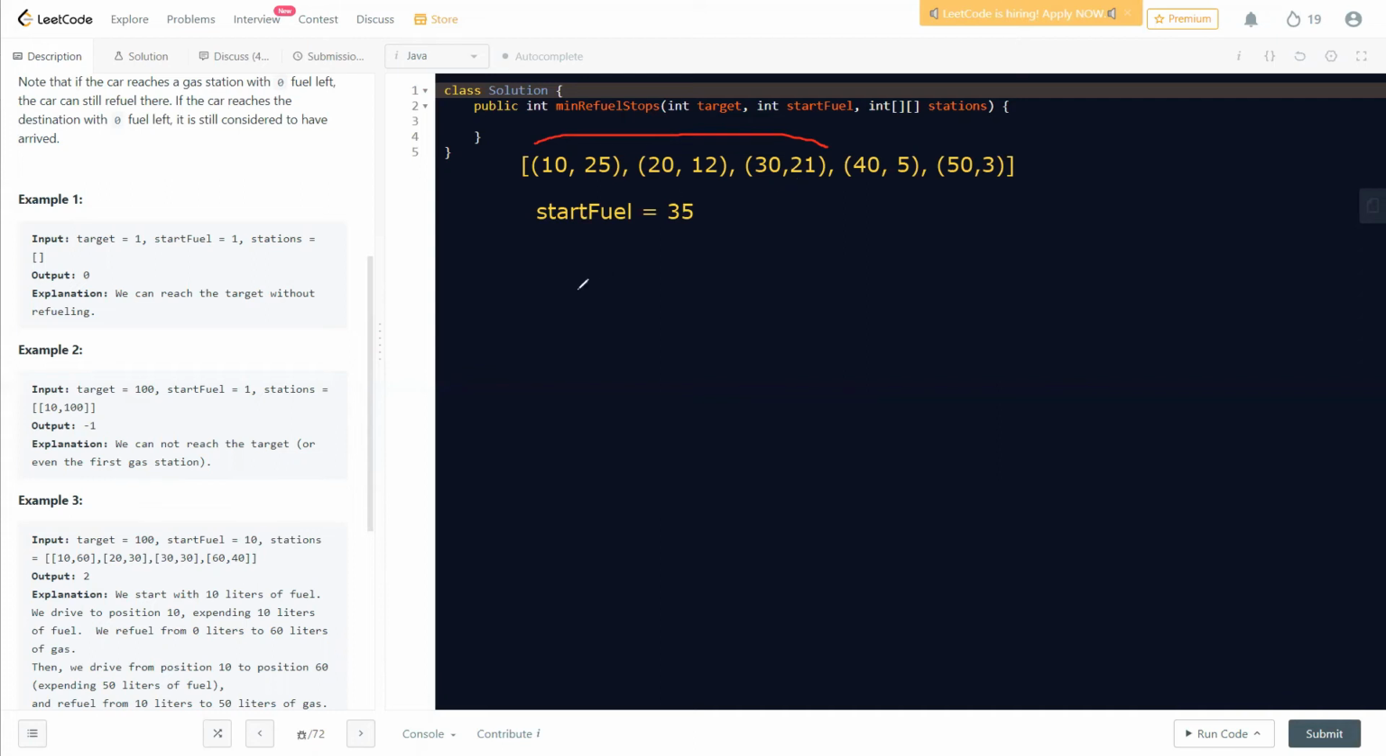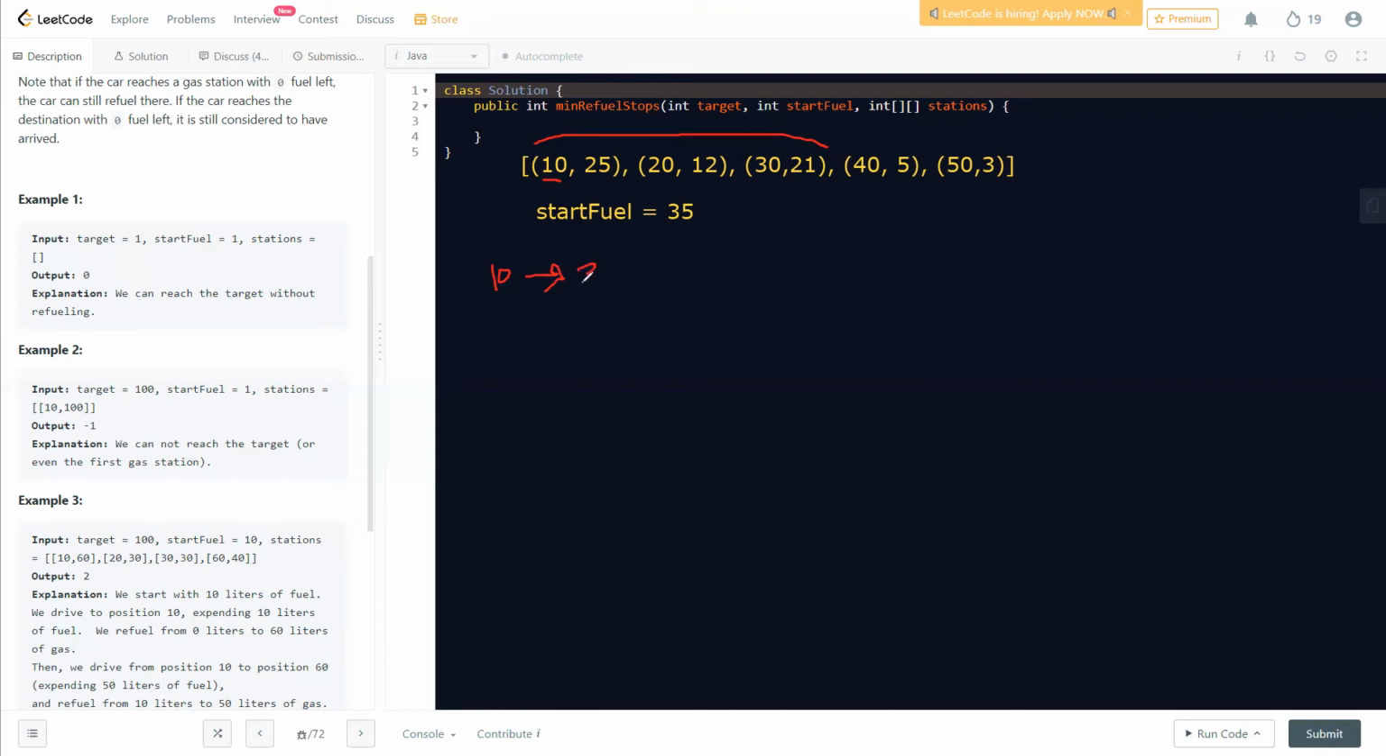Now, in that case, what we can do is make a stop at any one of them. So let's see what the maximum distance we can reach from here is. Okay, let's first make a stop at 10. By 10 I mean the position of the station we have. So at 10 we make a stop. If we make a stop at 10, what is the maximum distance we can go?